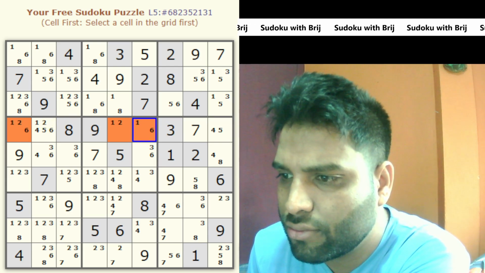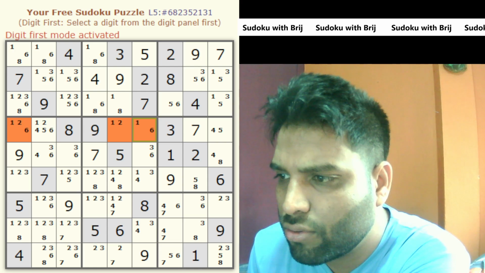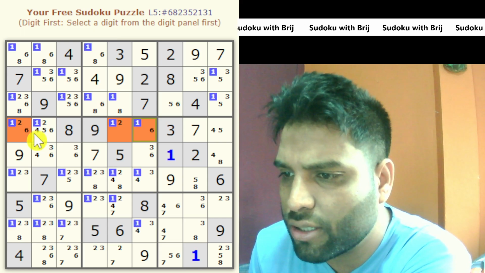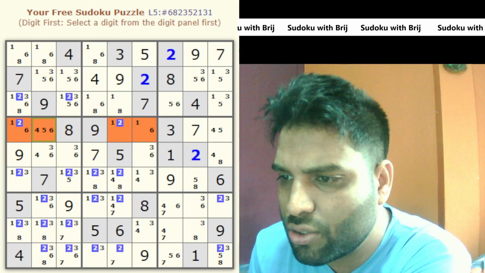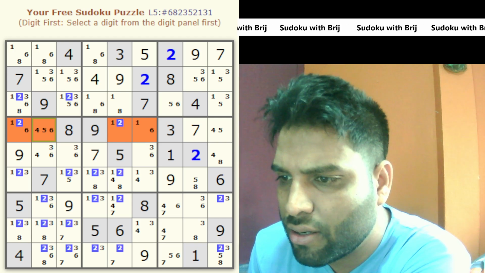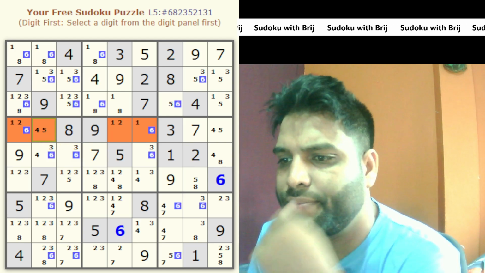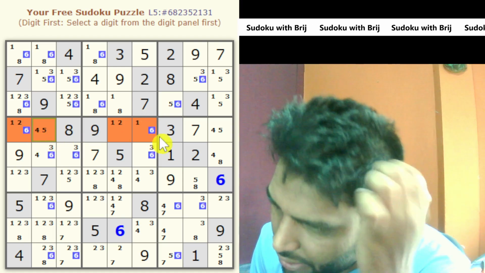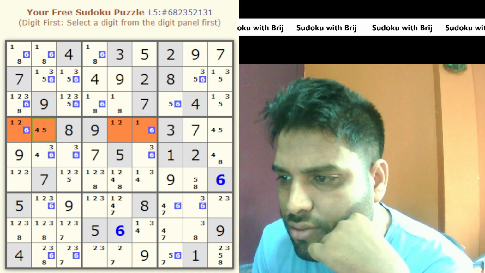Now I am going to remove 1 first. So 1 can be removed from here. Similarly, 2 can be removed from there. And then we can remove 6. So 6 can be removed from here. Or we can also say there is a naked pair of 4 and 5 in these 2 cells.